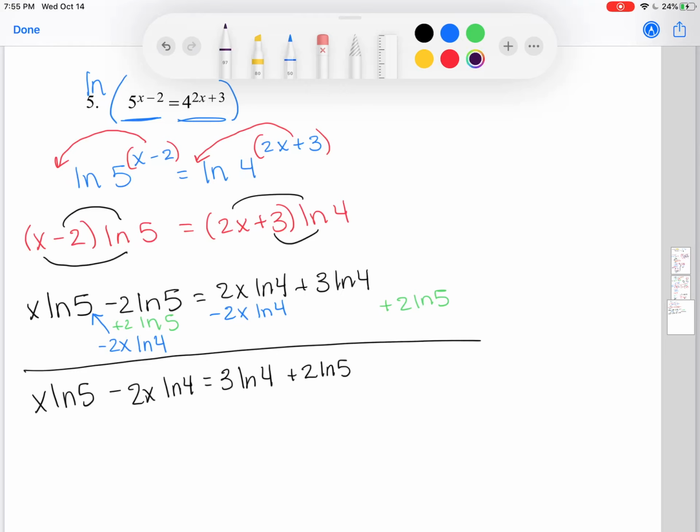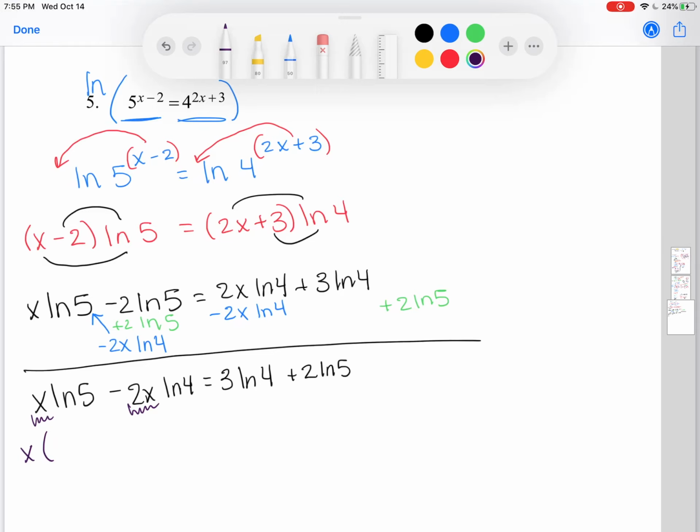Okay, this doesn't look pretty, I understand, but we're going to get to use the calculator. That's the beauty of this entire problem. We just have to get it to that point first. So again, we're solving for x. We'll take a look at these two functions now on the left-hand side, these two terms. They both have an x in common.